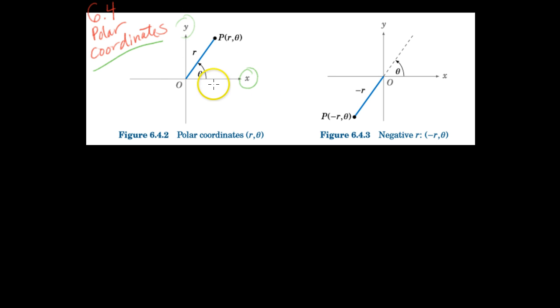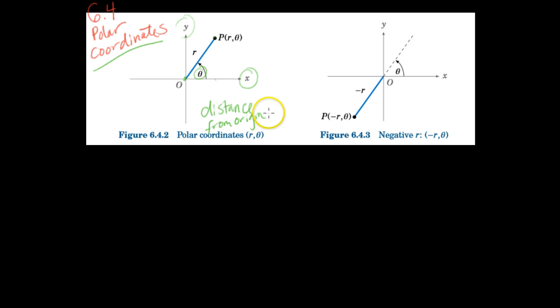But rather than going over so many units and up y units, what they do is describe some point, P, that's a certain distance r from the origin, and it has a particular angle that corresponds to that. And the way that they describe each point is you do your r first, so you list the distance from the origin first, and then where it's located.